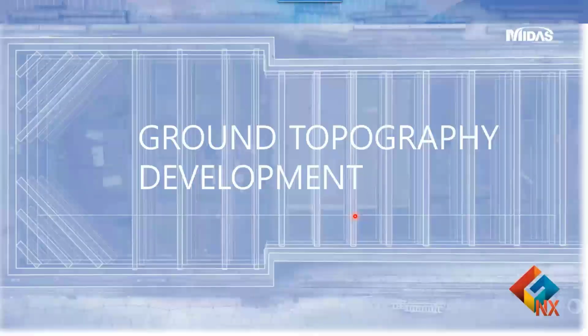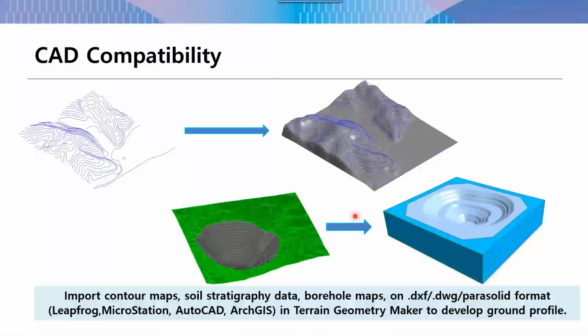So with GTS NX, the first and foremost thing for us will be to see the ground topography development. For ground topography development, GTS NX supports a multitude of features. You can either import your contour maps, soil stratigraphy data or borehole logs in DXF, DWG, or Parasolid format, and you can use either the point face option or the terrain geometry maker option to create a comprehensive face as seen in the bottom right picture.